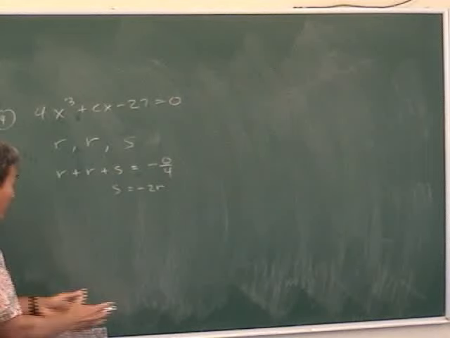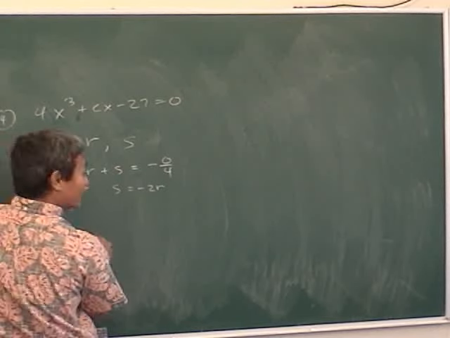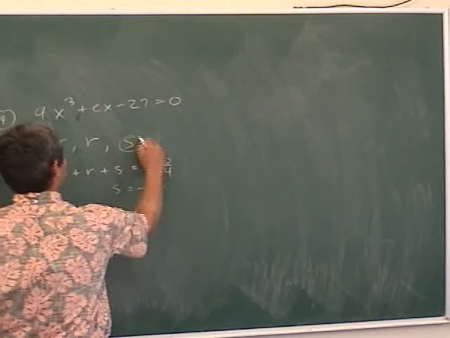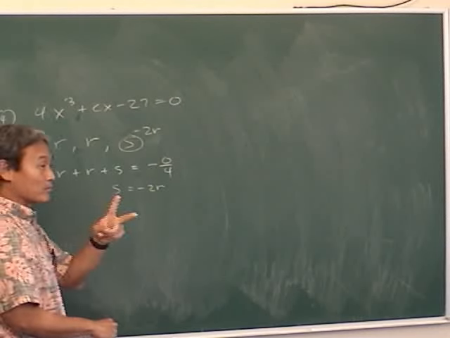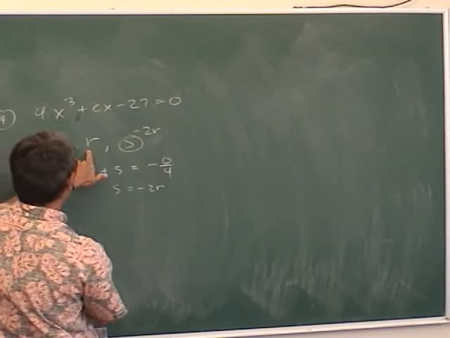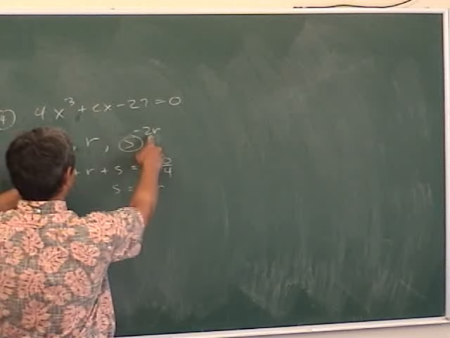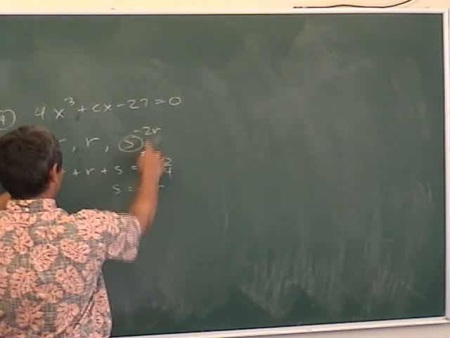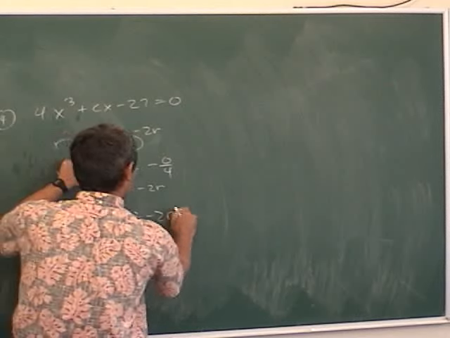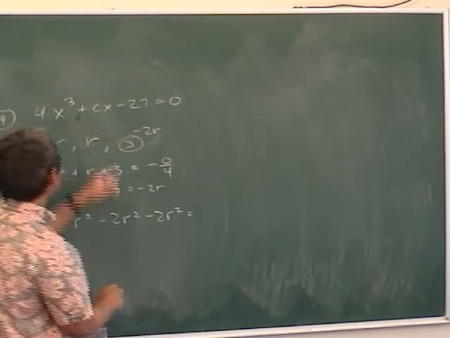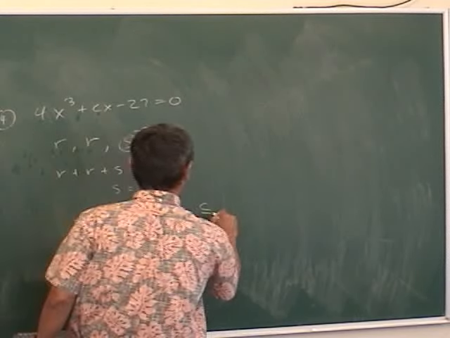And just go through all the things that we learned. If I multiply the roots two at a time, now can we write negative 2r? We figured it out. Okay, now what happens when I multiply the roots two at a time? Multiply the first two: r squared. Now the first and the third: negative 2r squared, and the second and the third. What does that give you? That gives you c over a, so c over 4.